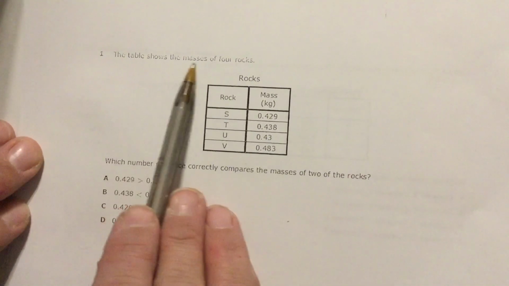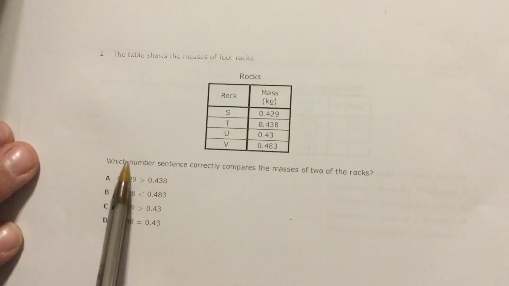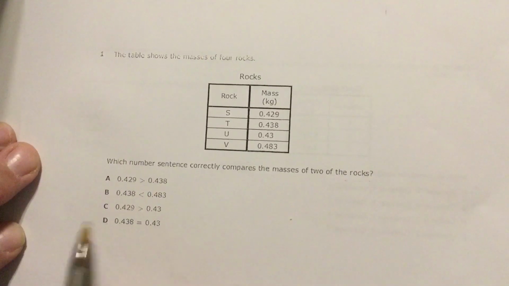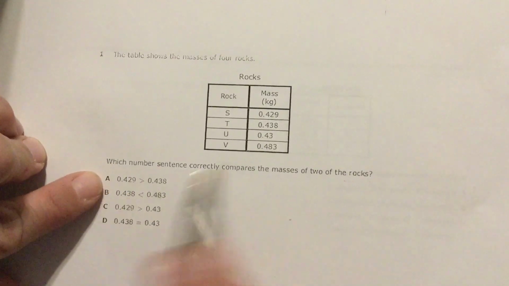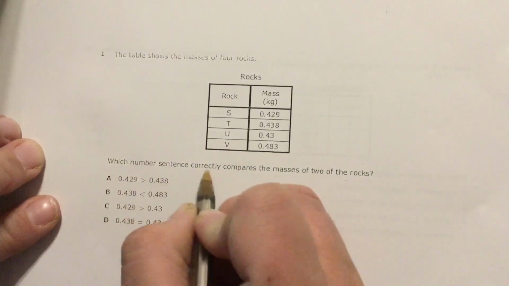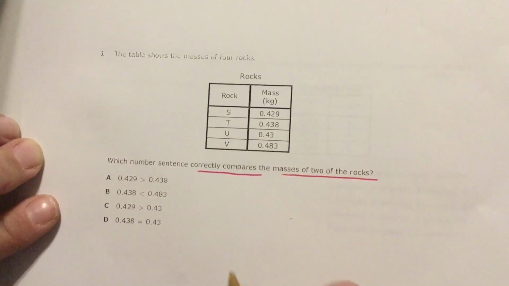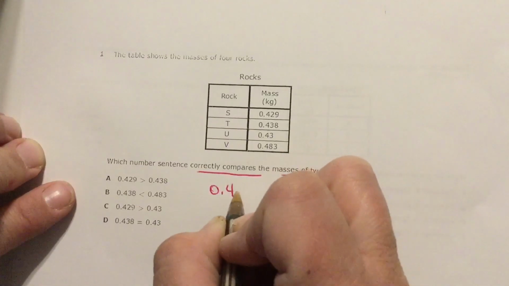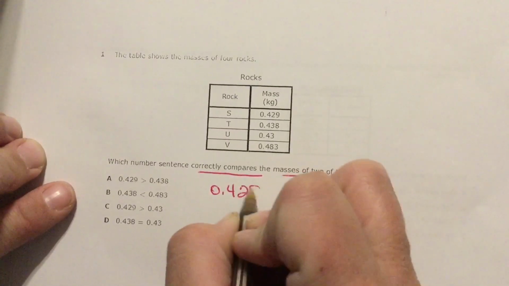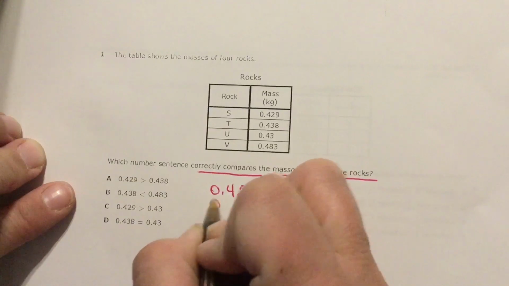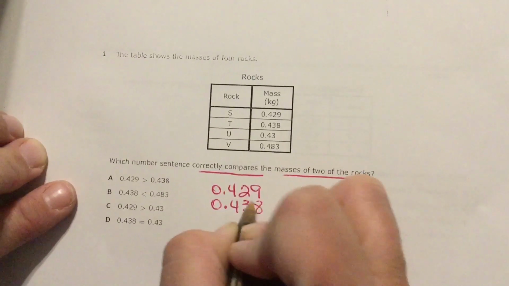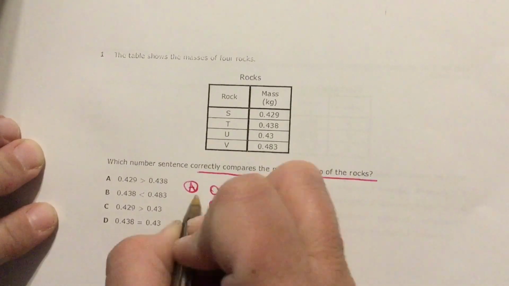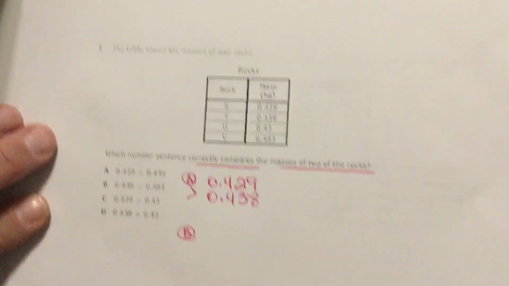It says the table shows the mass of 4 rocks. Which number sentence correctly compares the masses of 2 of the rocks? So this is a comparing. Greater than, less than, or equal to. So you've got 0.429 and 0.438. So this is A. And it's saying that is the answer.